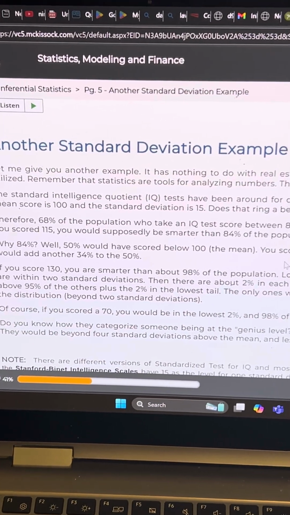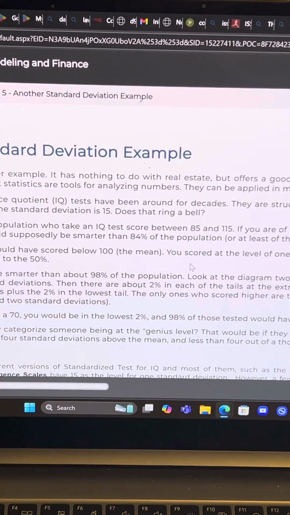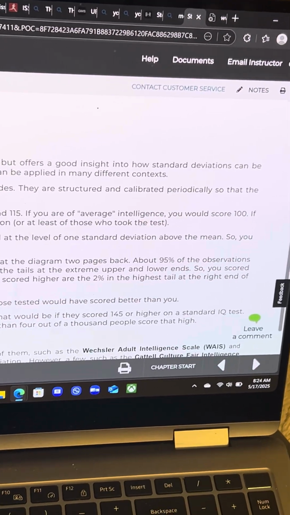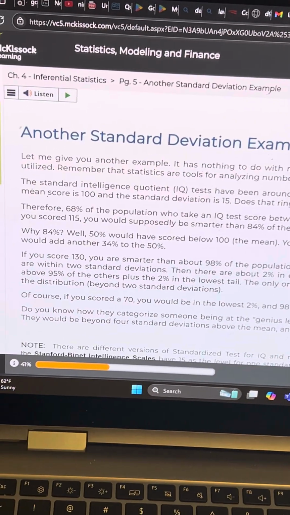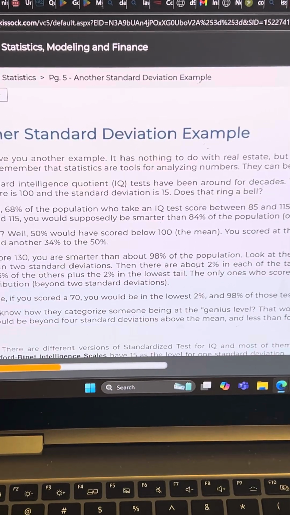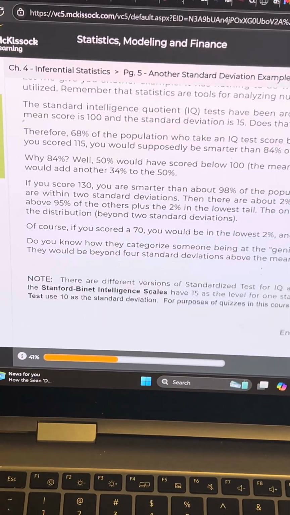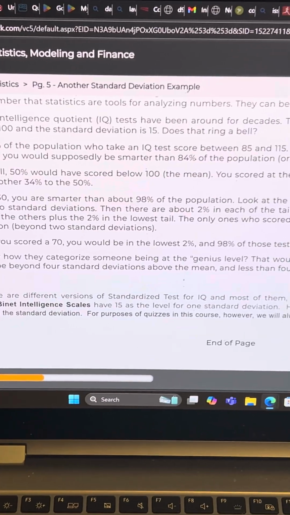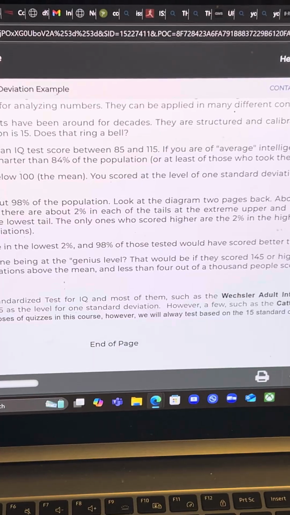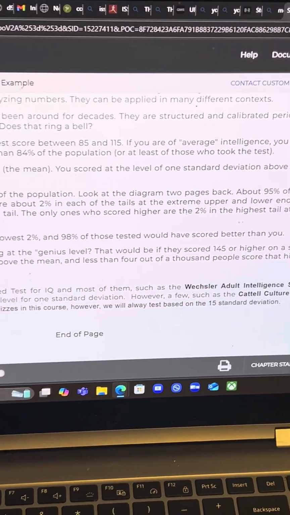The standard Intelligence Quotient (IQ) tests have been around for decades. They are structured and calibrated periodically so that the mean score is 100 and the standard deviation is 15. Does that ring a bell? Therefore, 68% of the population who take an IQ test score between 85 and 115. If you are of average intelligence, you would score 100.